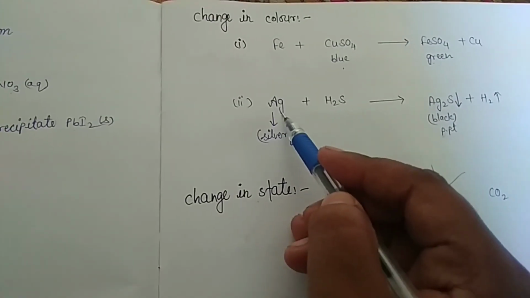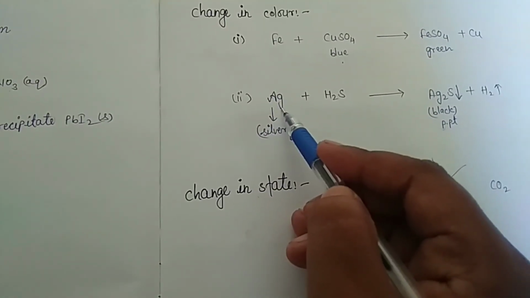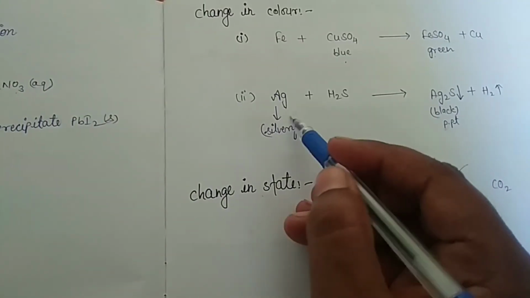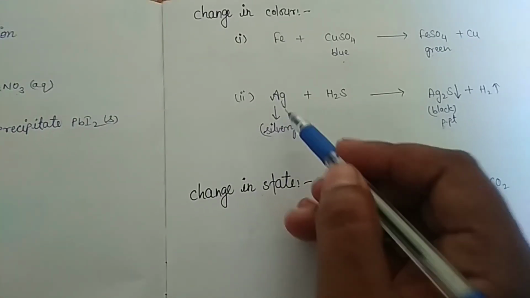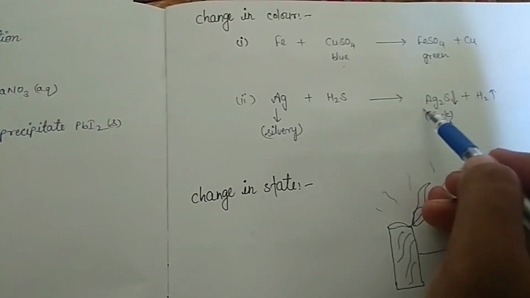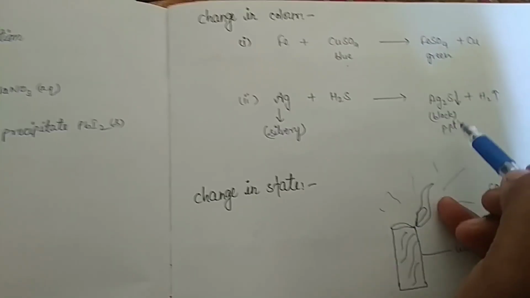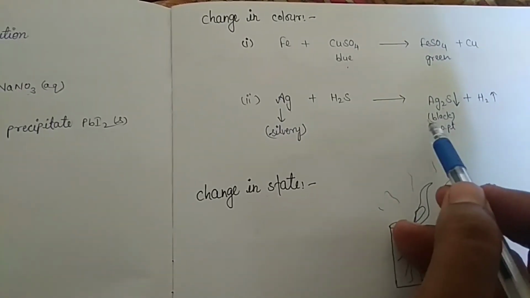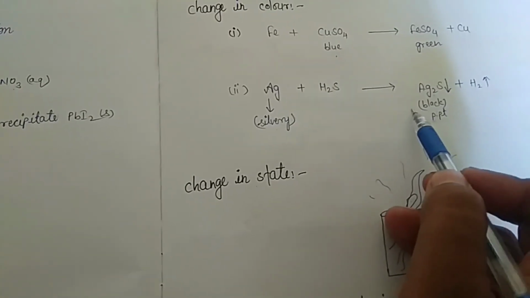Second example, when silver reacts with hydrogen sulfide, and we know that silver is always found in silvery color. Due to the formation of silver sulfide, it becomes black. So there is a color change from silvery to black. A chemical reaction has taken place.